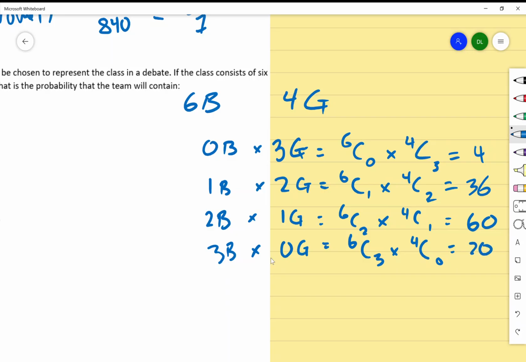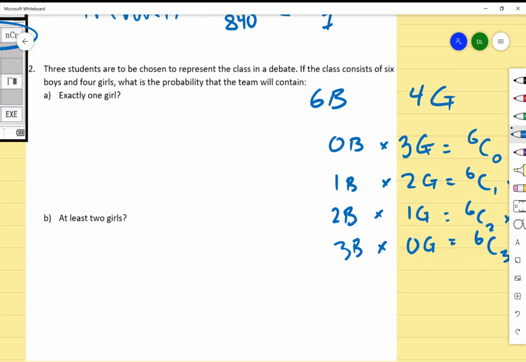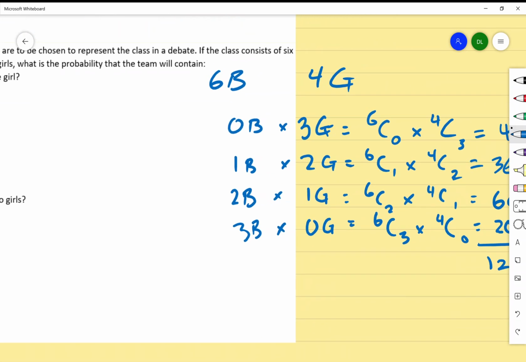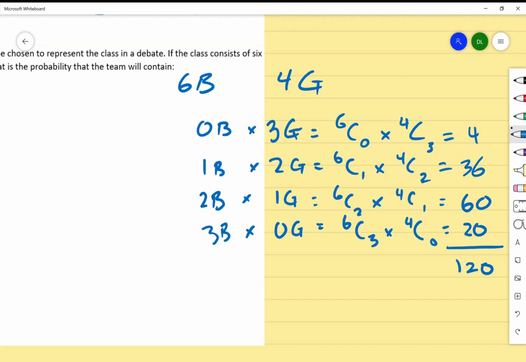Now, if I ask you, how many different possibilities are there? Well, that is every possibility, isn't it? I can do all of that and then end up with a total of 120. So because I've done every single possible option, we know that the total number of outcomes for anything when there's no restrictions whatsoever, except for the fact that there are 3 students that we're picking, is 120 outcomes.